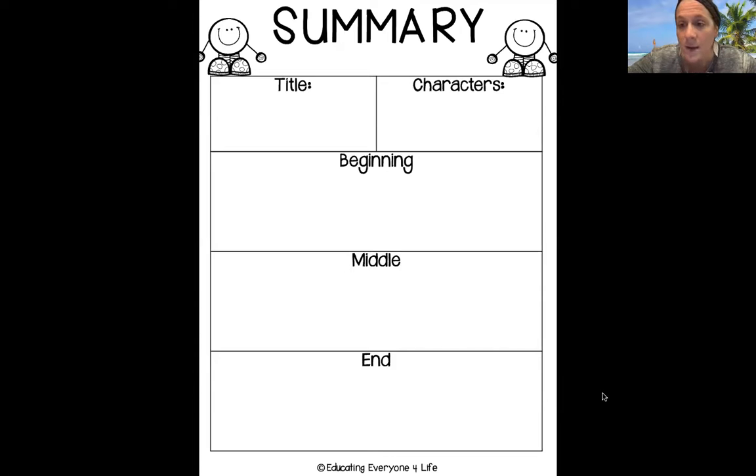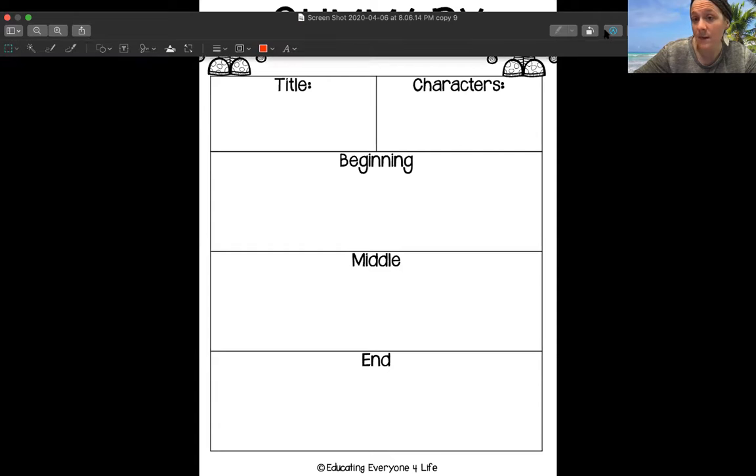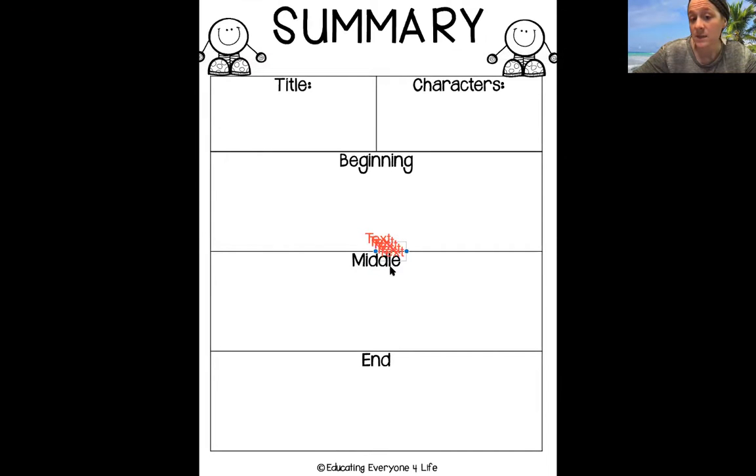We're not going to write 5 paragraphs or however long the passage was. We're just going to write one little paragraph that has about 5 sentences in it to tell what the story was about. Okay, so the summary just gives the main events that happened, but not too much detail.